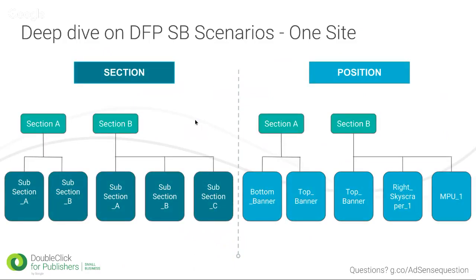So as we mentioned beforehand, this is how it looks in theory. Your top level completely replicates the content of your site. So you could have two sections, for example, section A, section B, with multiple different subsections below that. And if the demand for your direct sales comes from subsections, then you would set up your second level accordingly. Alternatively, in scenario number 2 over here, we have the exact same 2 sections, but this time the demand for your content comes from positions. That could be bottom banner, top banner, right skyscraper, MPU, and so on and so forth.